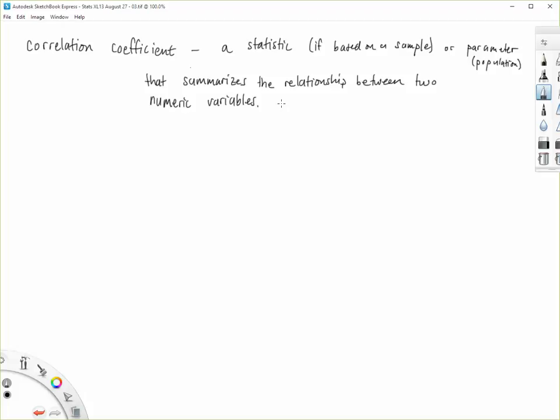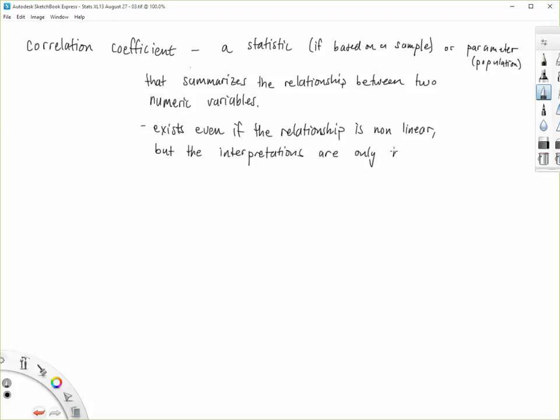So it does exist even if the relationship is nonlinear, okay? However, the interpretations of it are only meaningful for linear relationships. So I'll write that here. It exists even if the relationship is nonlinear, but the interpretations are only meaningful for linear relationships.